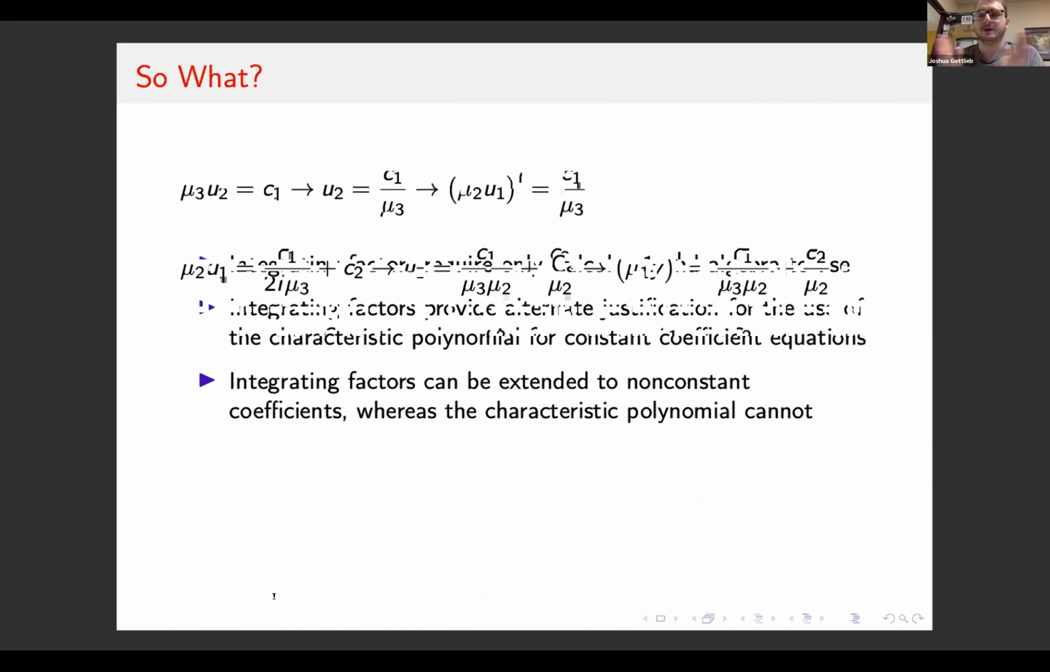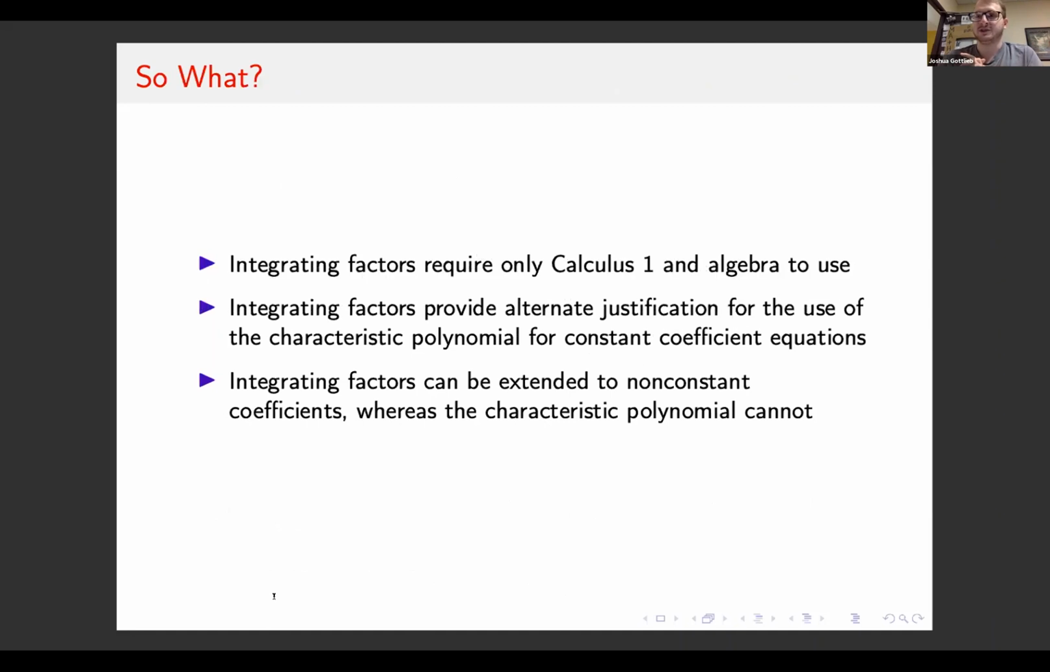So why do we care? The reason why we care is that using integrating factors in this way only requires calculus 1 and basic algebra to use. So we don't have to make any reference to linear algebra or higher level math in order to use these concepts. It also provides an alternate justification for just using the characteristic polynomial for constant coefficient equations.